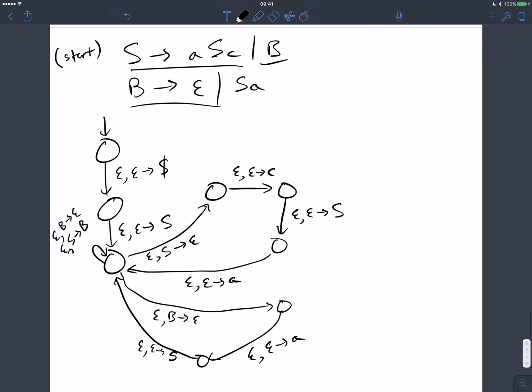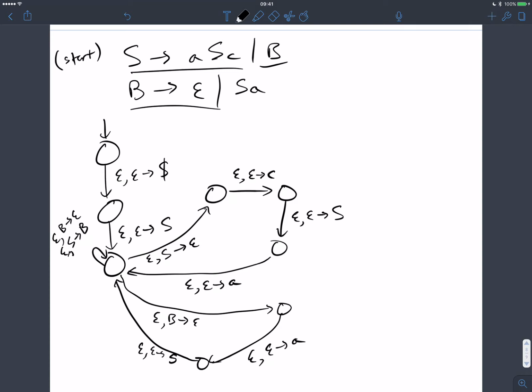Good. And the terminals of this grammar appear to be A and C. So A, push nothing, C, push nothing.